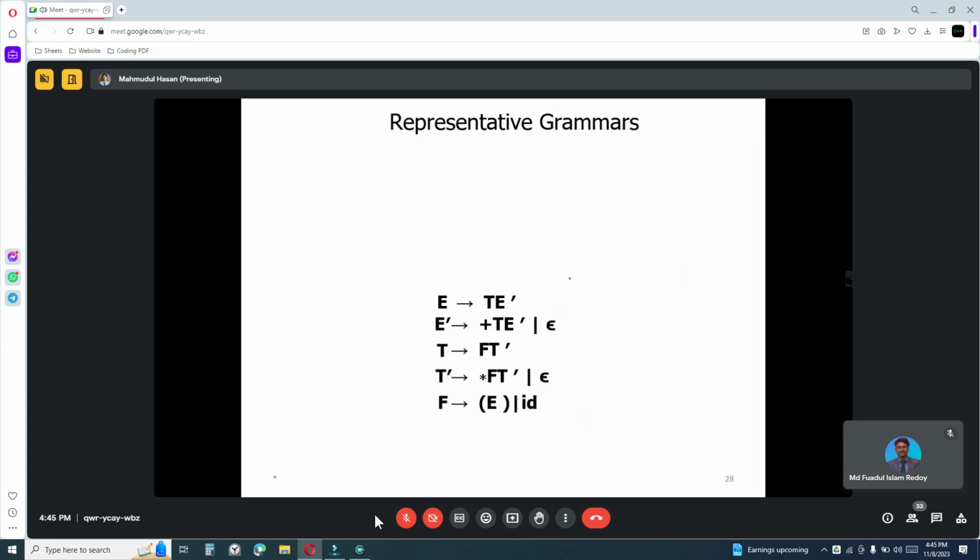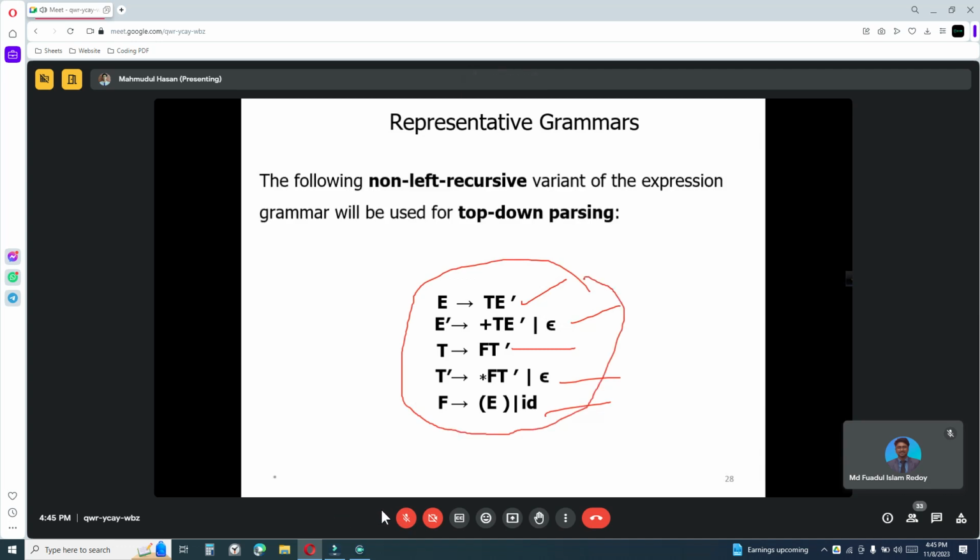So this one is left recursive or not? No. This one? No. This one? No. So this one is a non-left recursive grammar. So this grammar is suitable for top-down parsing.